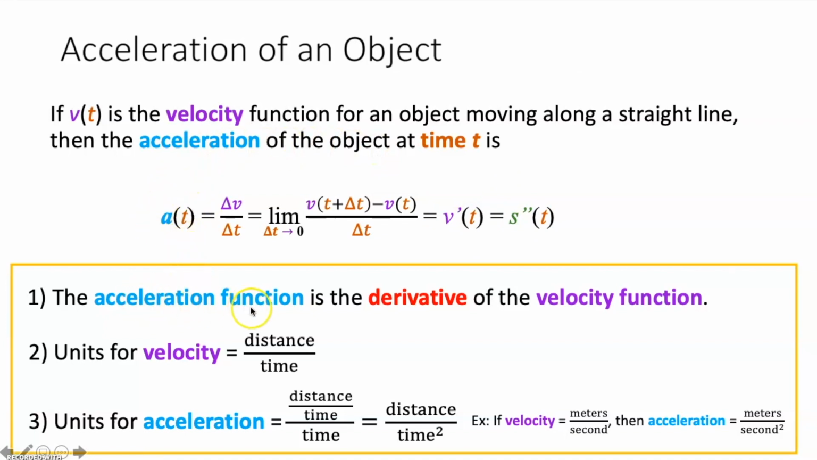So again, acceleration is the derivative of velocity, and the units for velocity are distance over time. Because of that, when we take the derivative here, acceleration units end up being distance over time squared. So if your velocity units for whatever you're measuring are meters per second, then your acceleration units will be meters per second squared. Make sure you know that your velocity units are going to be distance over time, and your acceleration units are always going to be distance over time squared.